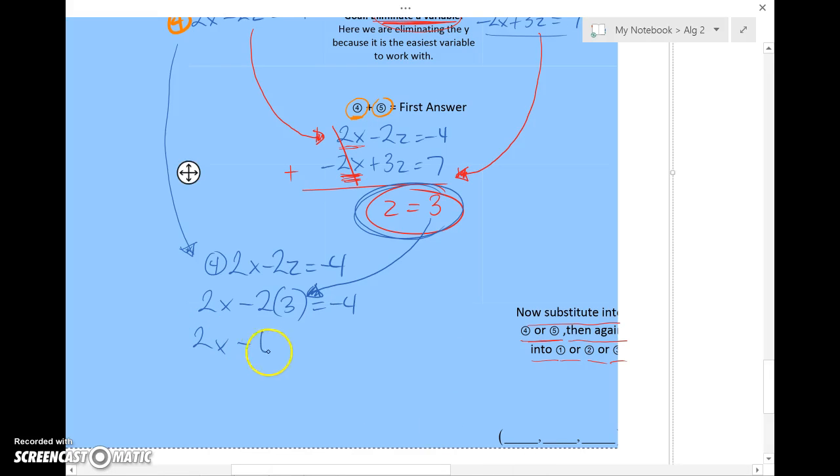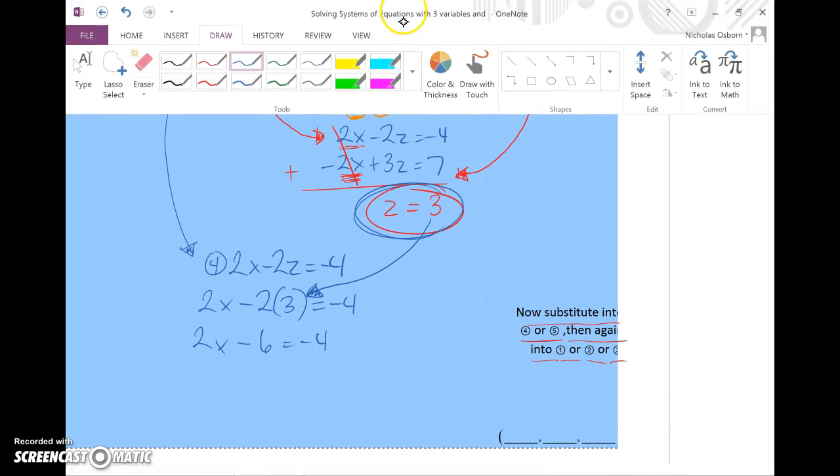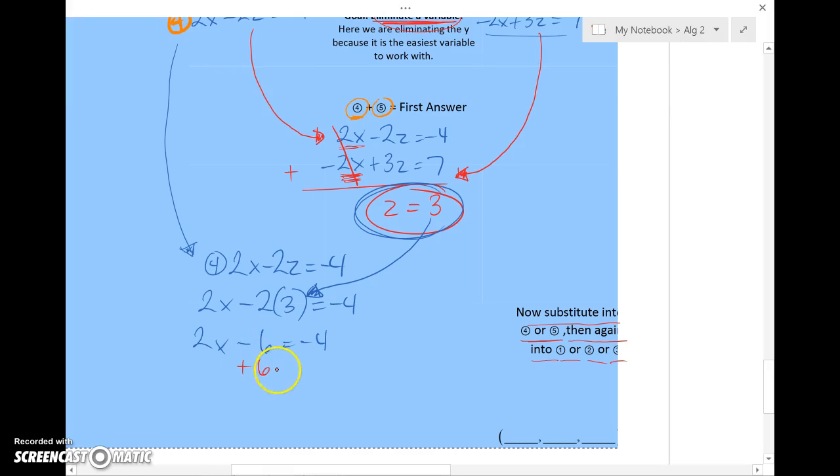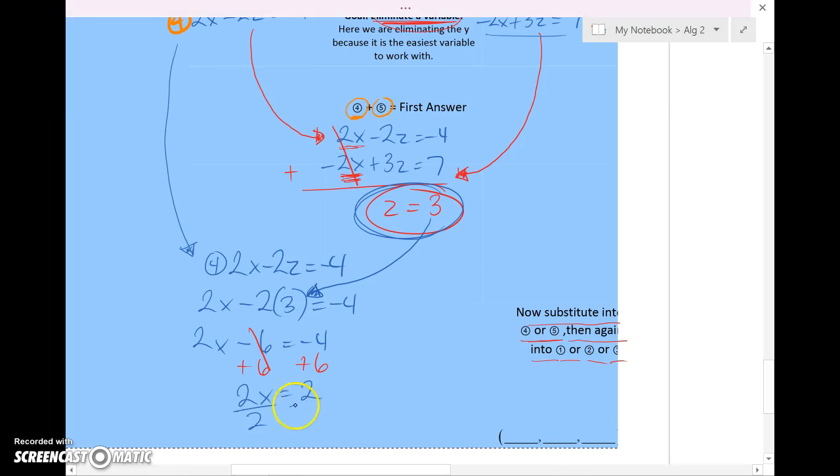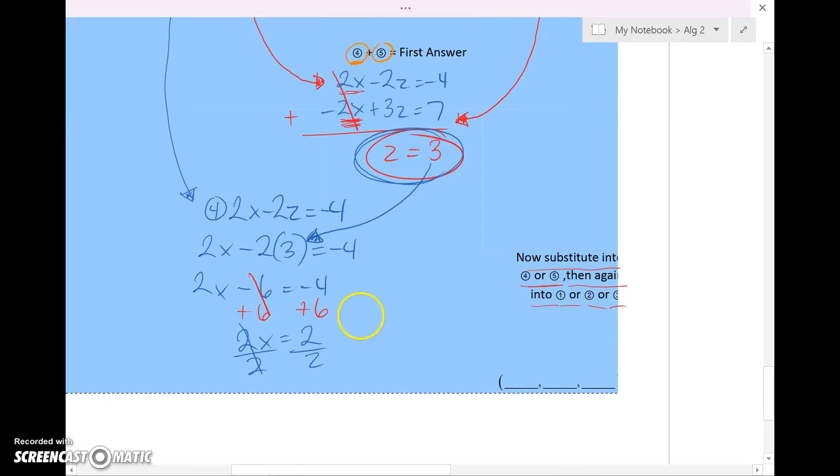2x minus 2 times 3 is 6, equals negative 4. Now we're going to add 6 to both sides to make that negative 6 a 0. So that goes away. And then we're left with 2x equal to negative 4 plus 6, which is 2. Divide both sides by 2, and x is equal to 1.